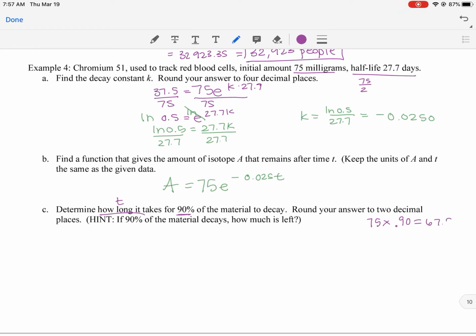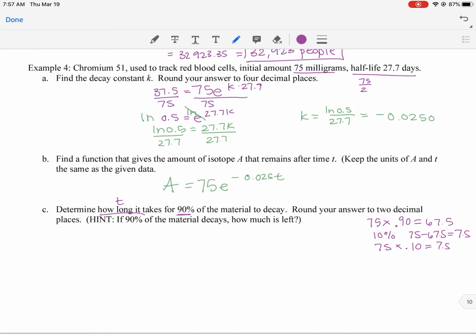And you're really saying, hey, 67.5 here. But be careful, we're saying that's how much has decayed. So there's really 10% left. So you're thinking about 75 minus that, right? So we get 7.5, or you could have done 75 times 0.10 to start with.